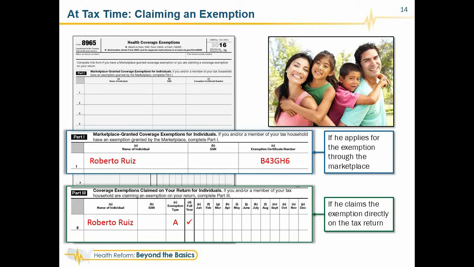And here's what it would look like. If he had applied through the marketplace and received an exemption certificate number, then that would go in Part A of the tax form. If he waited until he filed to claim the exemption, that would be in Part 3 of the tax return, Code A.